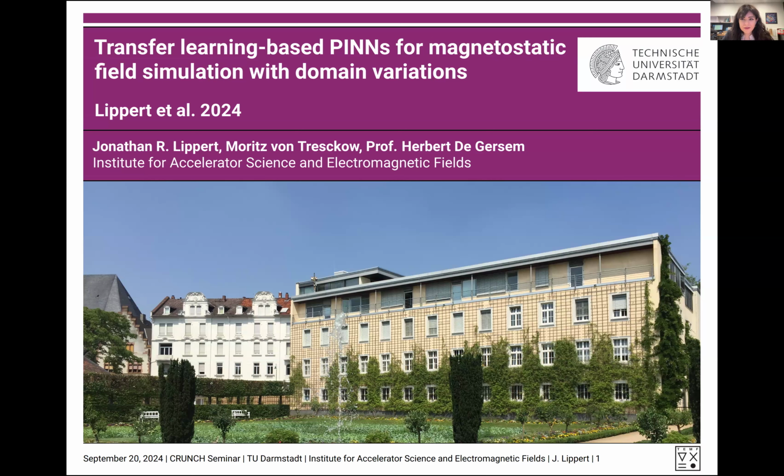Jonathan Lippert is a master's student in computational engineering at TU Darmstadt. He was employed as a research assistant at the Institute for Accelerator Science and Electromagnetic Fields at TU Darmstadt. There, he worked on transfer learning for physics-informed neural networks with domain variations in the field of magnetostatics. Currently, he is pursuing his master's degree and focuses on machine learning and robotics. With that short introduction, the floor is yours and you can start your presentation.